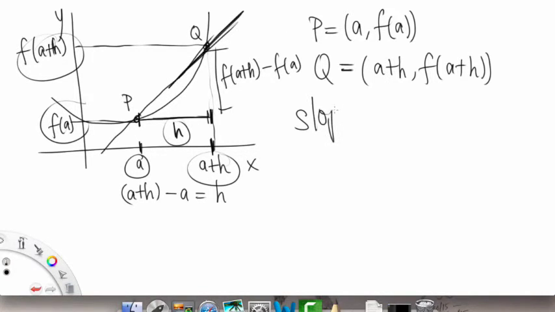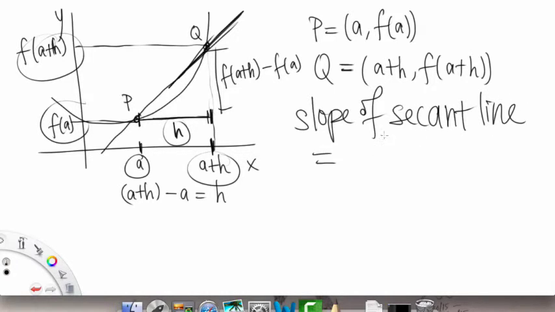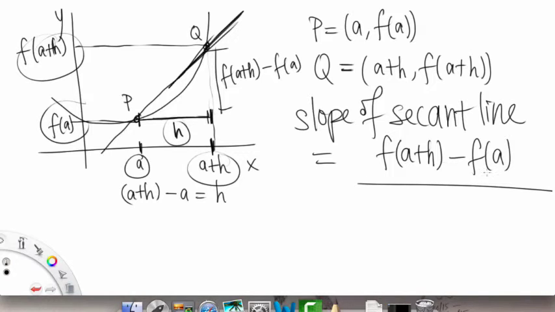So the slope of the secant, because we're still dealing with the secant line, is equal to f of a plus h minus f of a. Again, this is the rise, how much we changed in the y direction. And then we have a plus h minus a on the bottom, which is the same thing as h, because the a's cancel out.